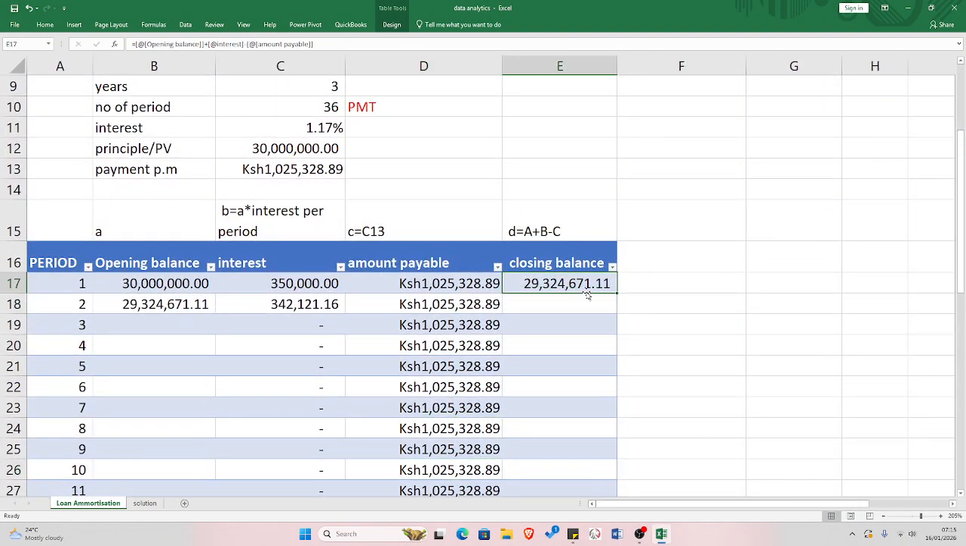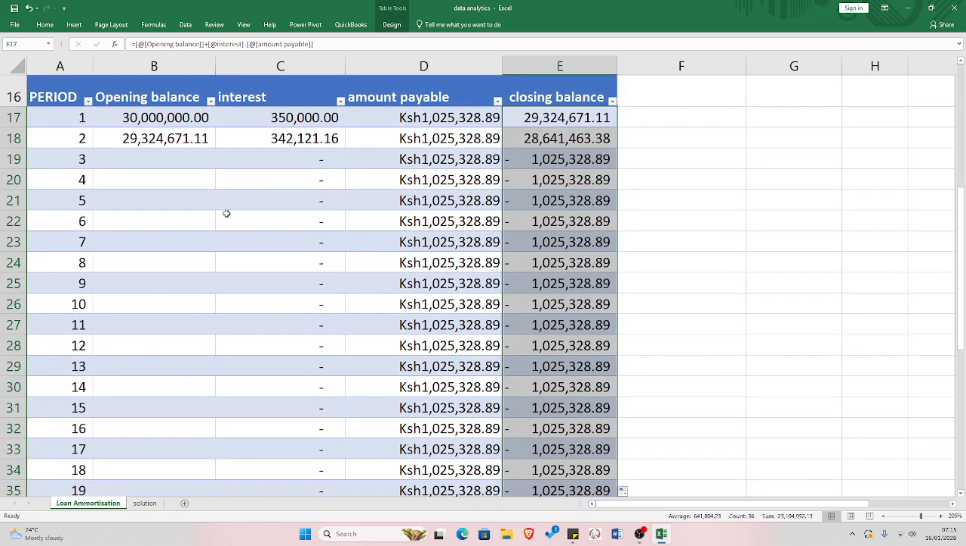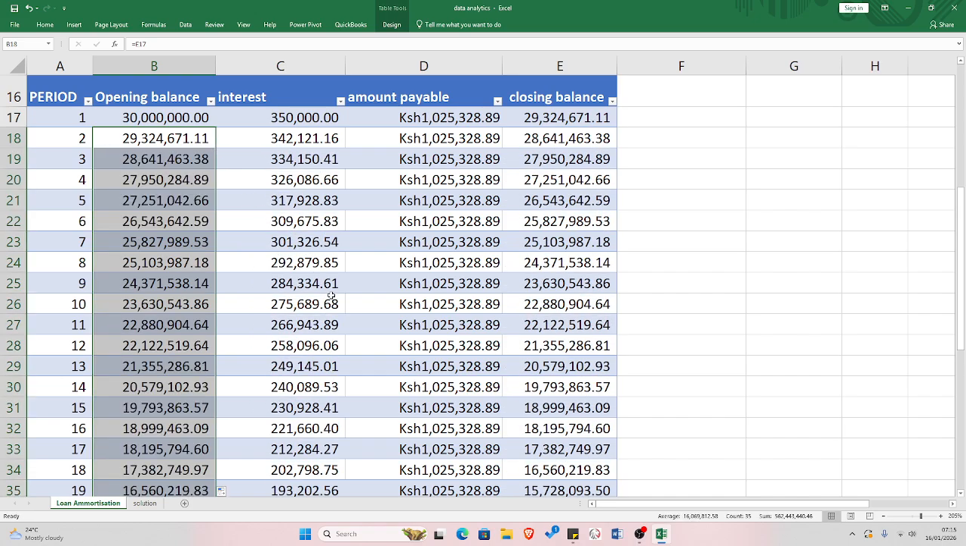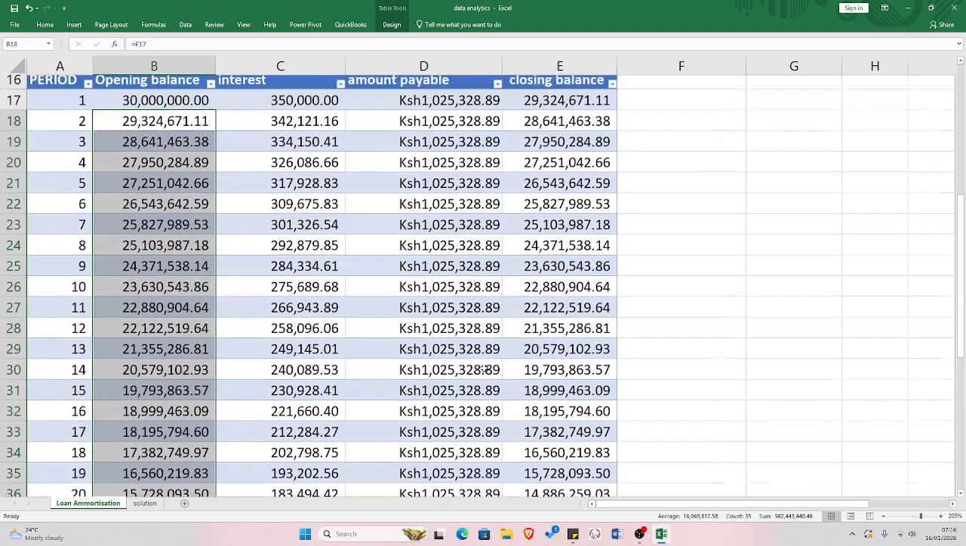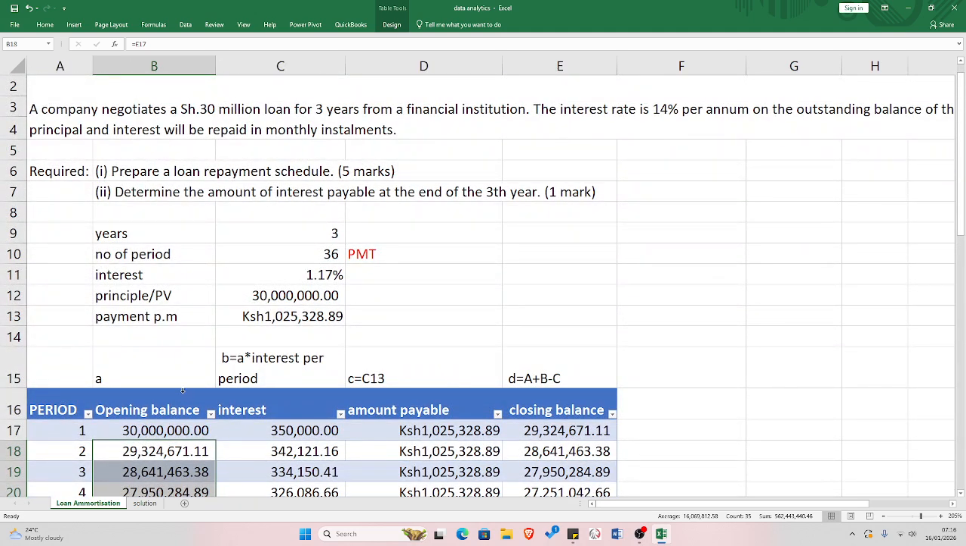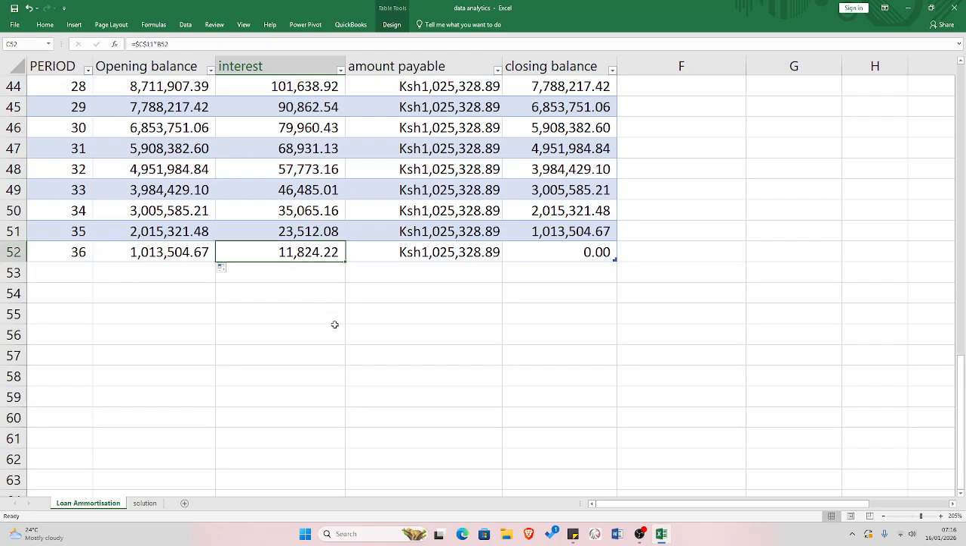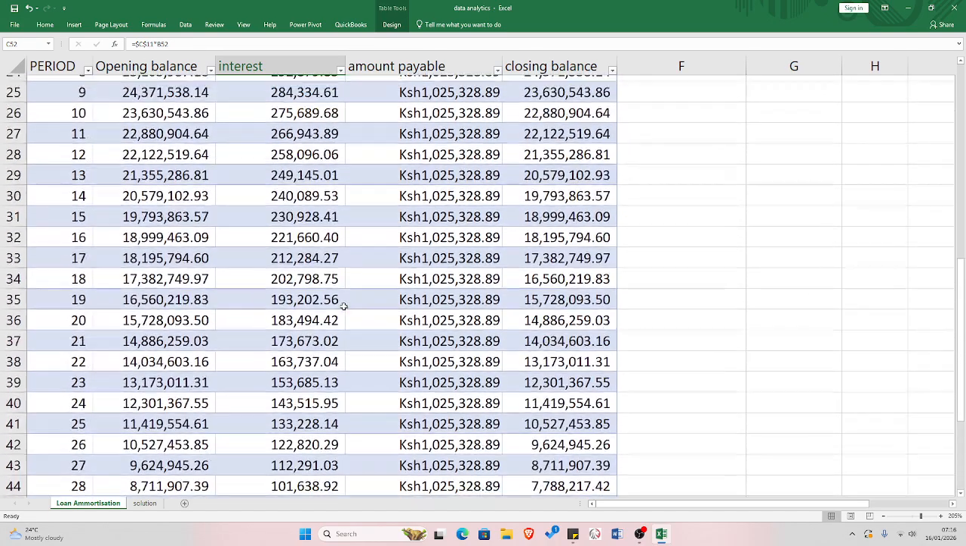So the closing balance also, the formula is the same. Once I click here, I just need to autofill the two columns, and there I have my table, and on the last row the amount is 0. So preparing that table is 5 marks. Determining the amount of interest payable at the end of the third year, the interest payable is 11,324.22. That will give you 1 mark.